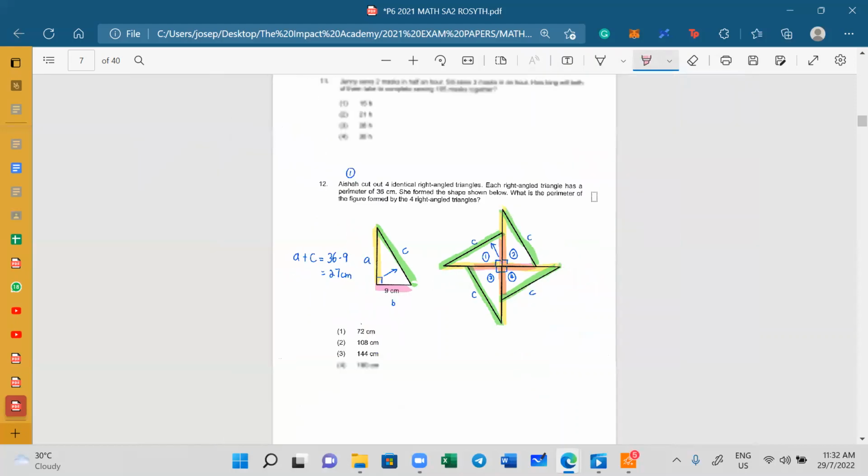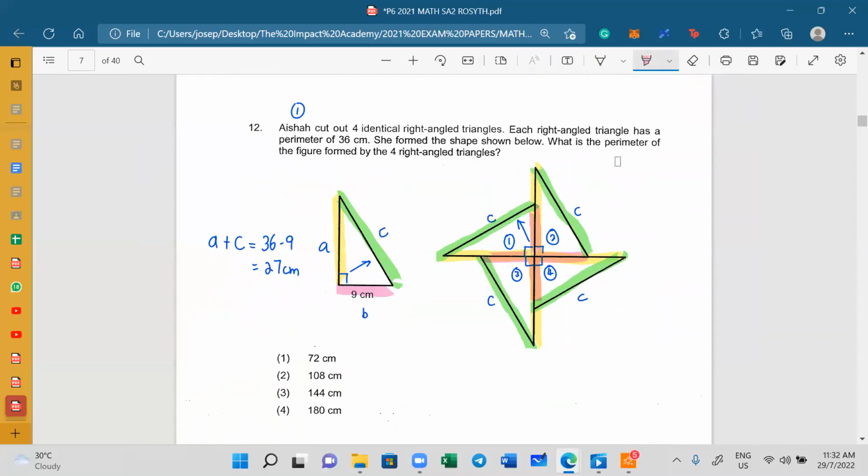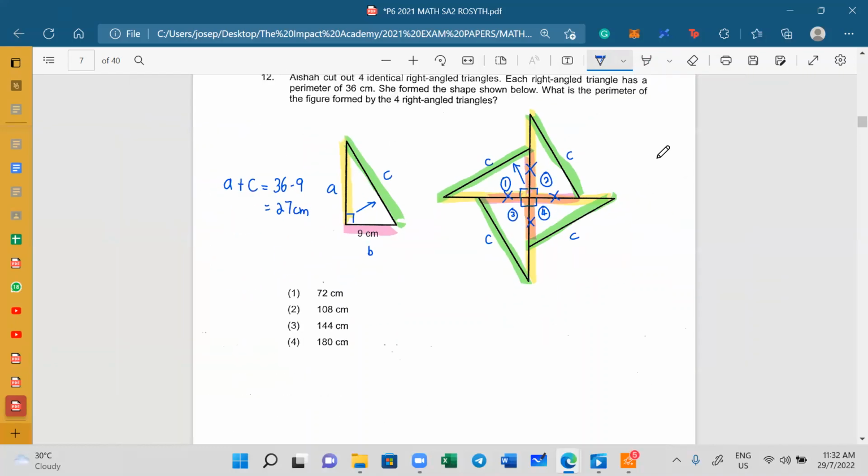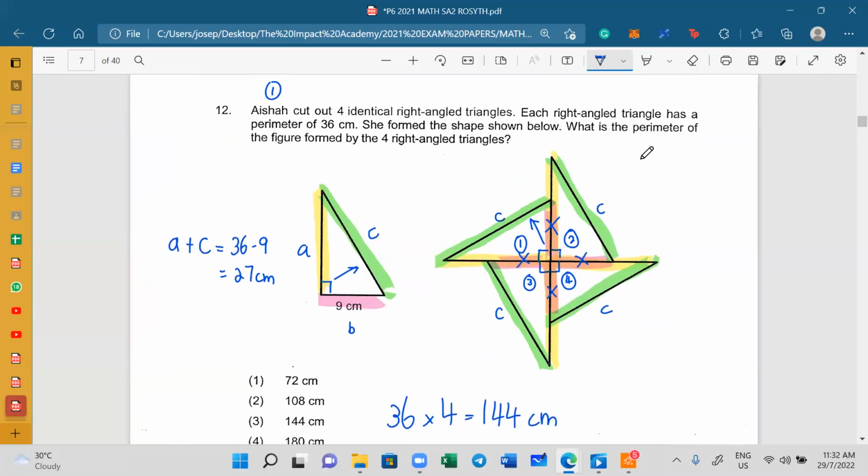Now what I want to do is find the perimeter of the figure. The perimeter of the figure does not include these 4 parts, so we want to cancel out those 4 parts. If I separate the 4 triangles, my total perimeter has to be 36 times 4. You do your simple calculation and you get 144 centimeters. But whenever we talk about perimeter, it refers to the outside, isn't it? That is the reason why I crossed out the 4 parts.